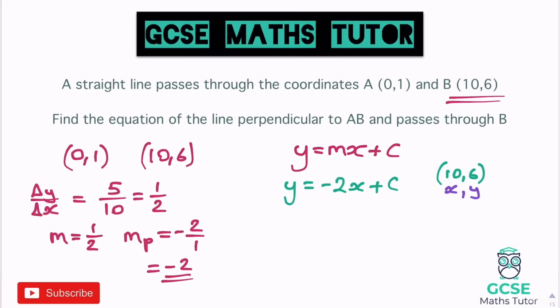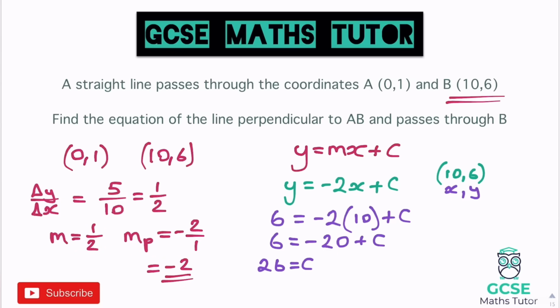So if I stick those in, we have y is 6, so 6 equals negative 2 multiplied by the x coordinate, 10, plus c. Now we just need to solve this for c. So we have 6 equals, multiply these, negative 20 plus c. Add the 20 over, and you get 26 equals c. So you found your y-intercept there. All you've got to do is finish this question off, put all the pieces back together.